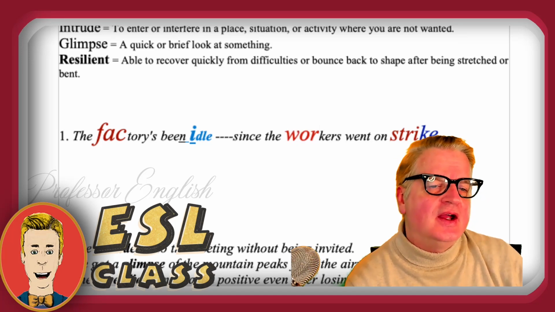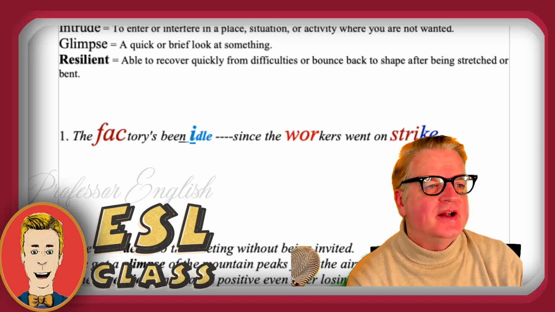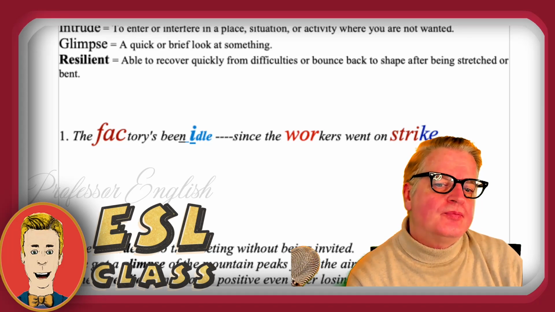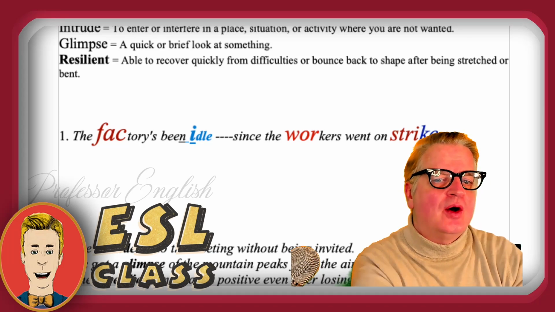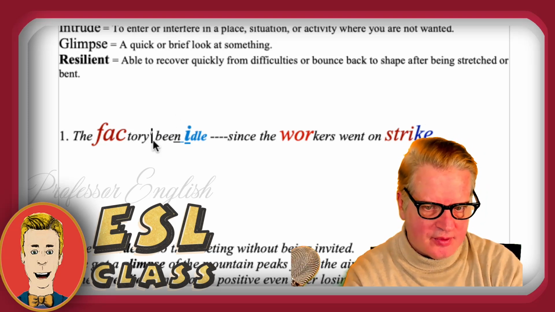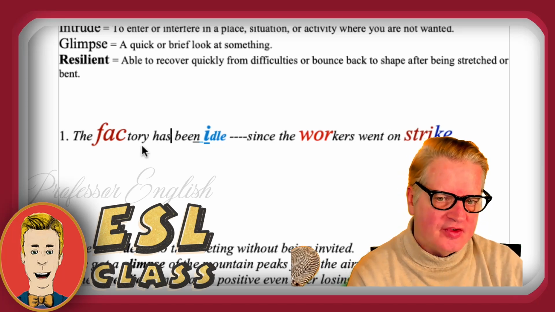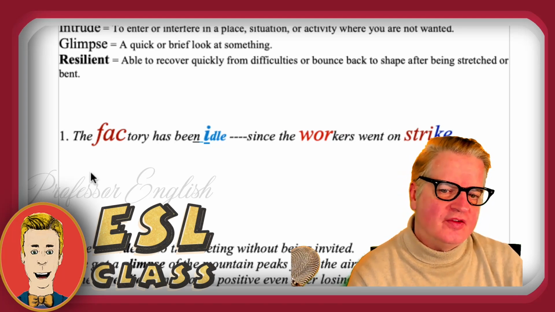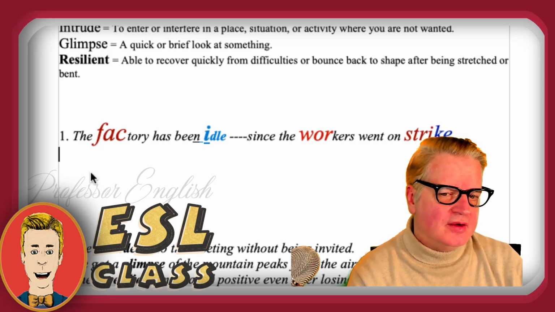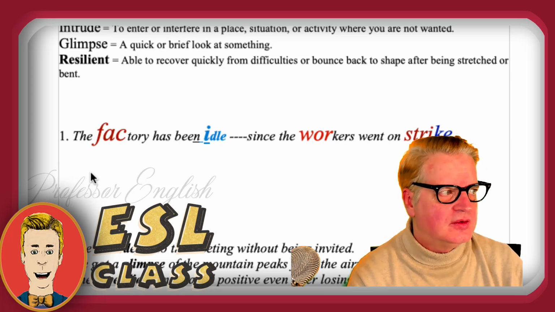How would you make a question with the factory has been idle? What would be the question? When was the factory been idle? Okay, but this is not was, this is has. I'm going to change this so it's clear, so you can see it. This is has been. This is present perfect. How will you make a question with the factory has been idle? What is the question form? When the factory had been idle. Forget about when. Just make a yes no question. Let's start with that. That's a basic question.